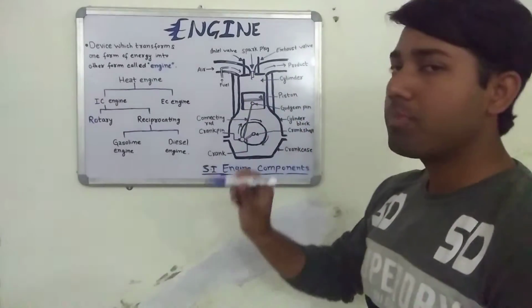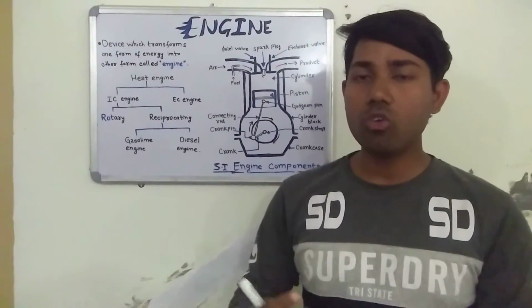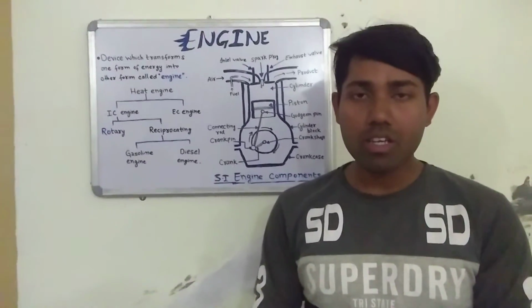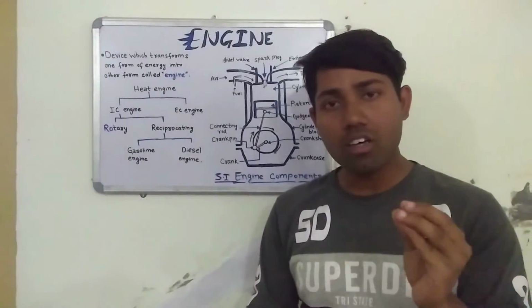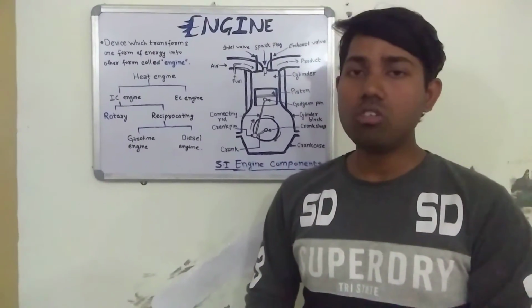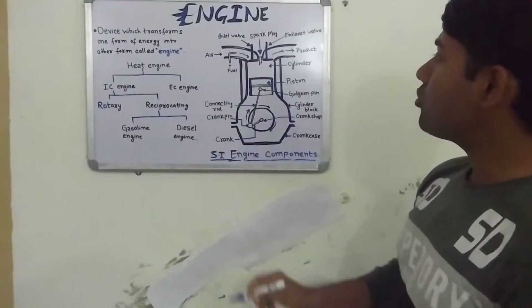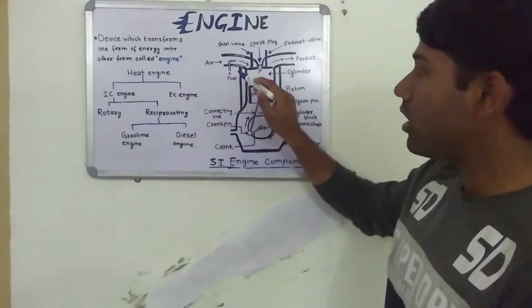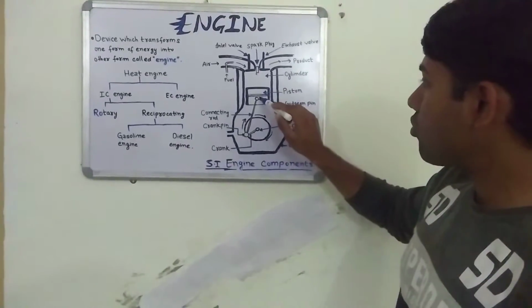Then the spark plug. As we know, for the combustion of the fuel we require a spark. Spark plug is a component that is used to ignite the combustion inside the cylinder. So the spark plug is very important in the case of an SI engine. Now comes the fuel, in which fuel or petroleum goes inside the combustion chamber.